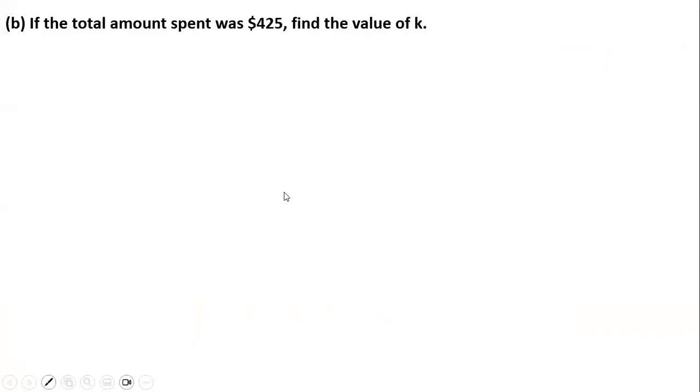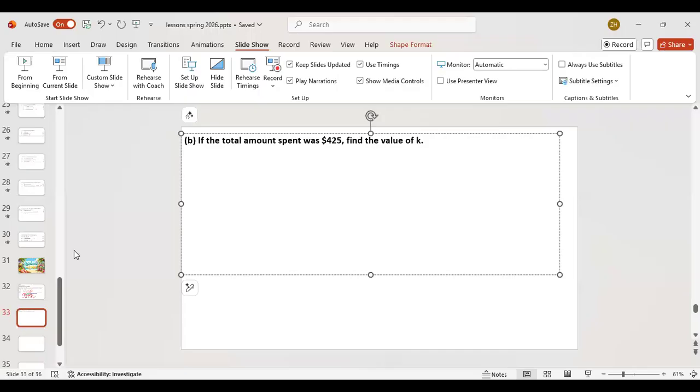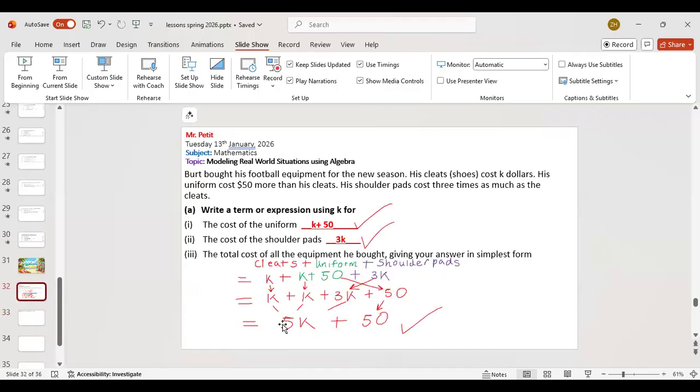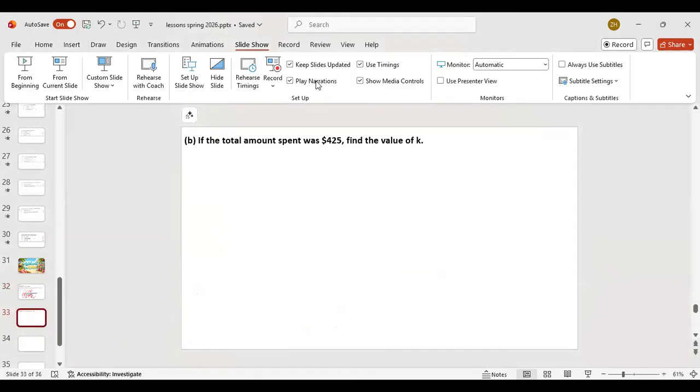All right. So if you want to solve the equation, we have to go back to our expression. Remember what our expression was? Our last expression. It was 5K plus 50. So our last expression was 5K plus 50. Remember, this is the same question. So what we're going to do is we're going to say 5K plus 50 is equal to what? Remember, the total amount.